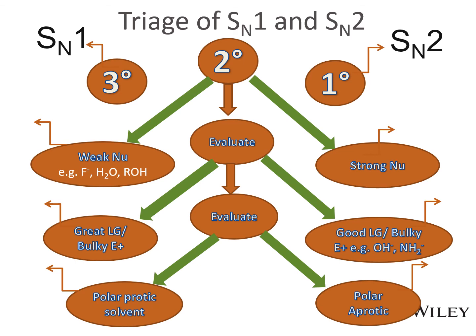When everything is kind of similar, then we can look at the polar protic solvent. So that's kind of a clue, but it's not definitive. Let's say if you have a primary carbocation and you use a polar protic solvent, that's not going to change that this becomes SN2 to SN1. This is really only when we're talking about secondary.